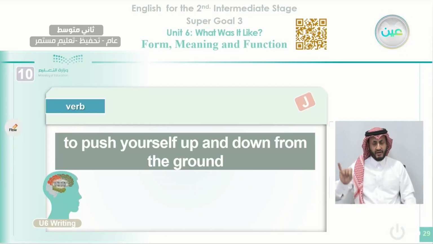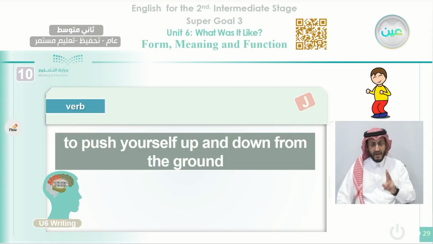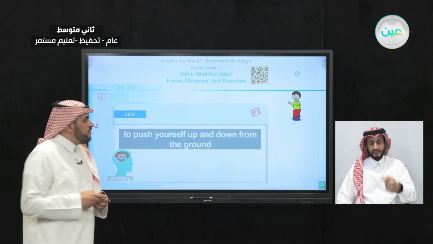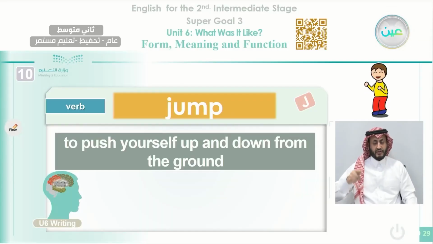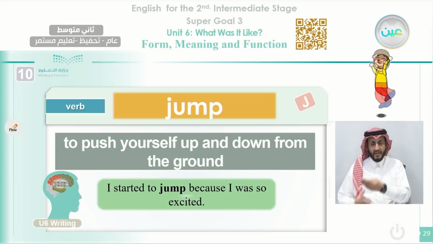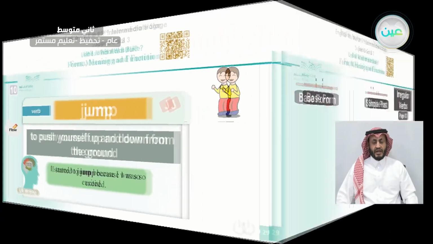To push yourself up and down from the ground. When the horse jumped, you remember when the horse jumped and it scared Faisal? That is the word jump. Okay, look at the boy here. The boy is jumping. Okay, I started to jump because I was excited.